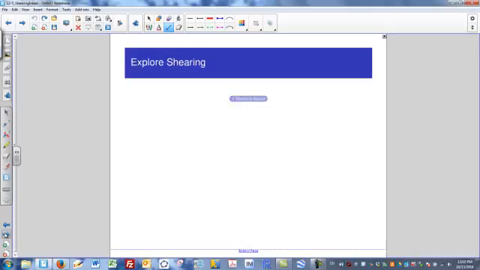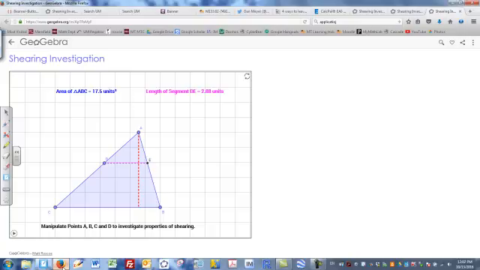So let's take a look at the shearing applet. In the PDF of this presentation, you can just click on that button and it should take you to this applet, which I created for our investigation. I've got a triangle, and I'm going to manipulate points A, B, C, and D to see what properties are true about shearing.